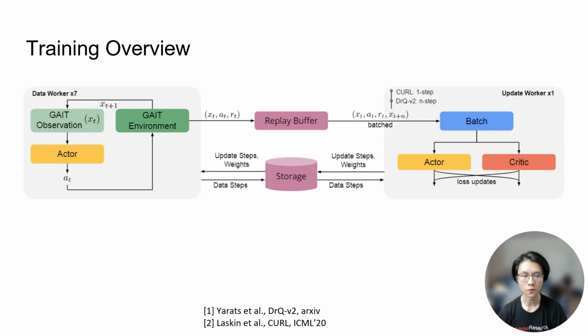This is the overview of the GAIT DRL agent in the multi-GPU training setting. In the data loop, the actor interacts with the environment repeatedly and saves each transition in the replay buffer. The update worker samples a batch of transitions from the replay buffer and updates the actor and critic networks based on the loss functions of DrQ-v2 and CURL.